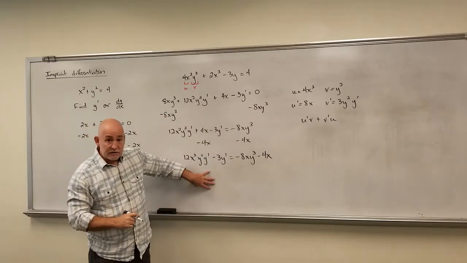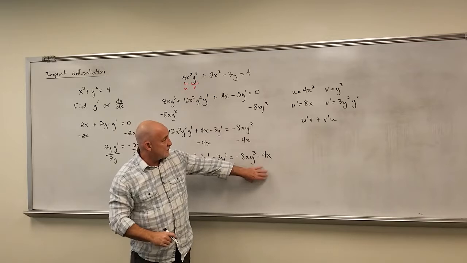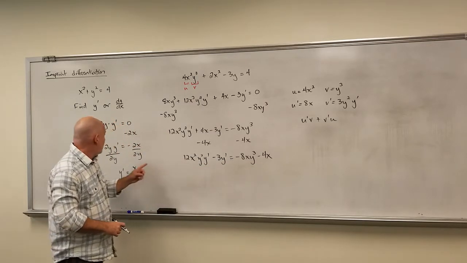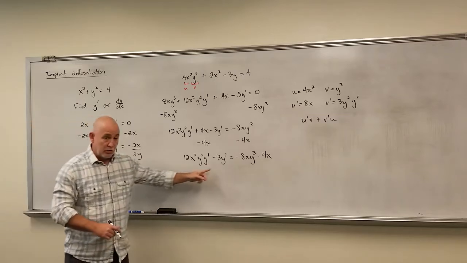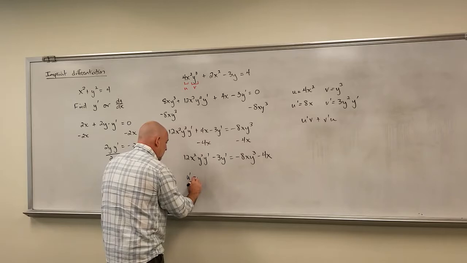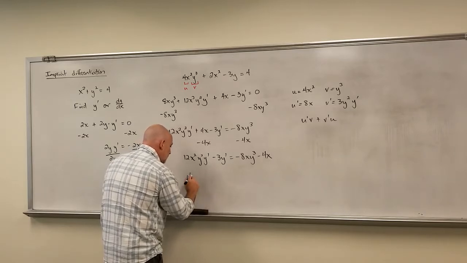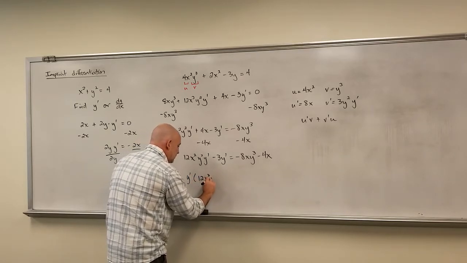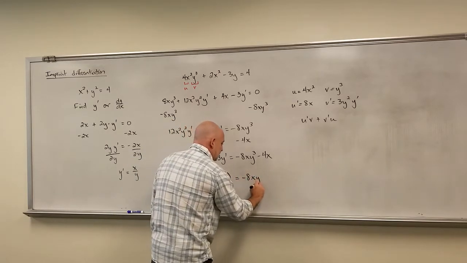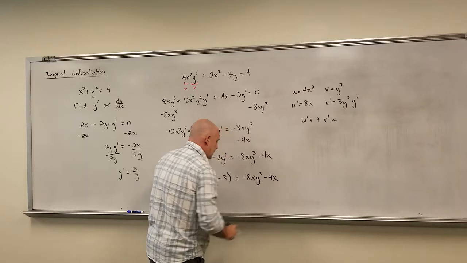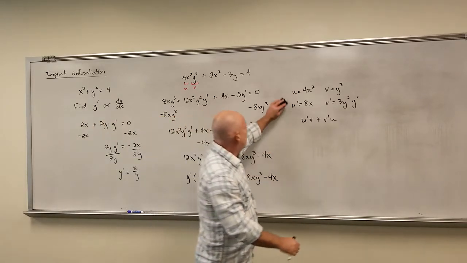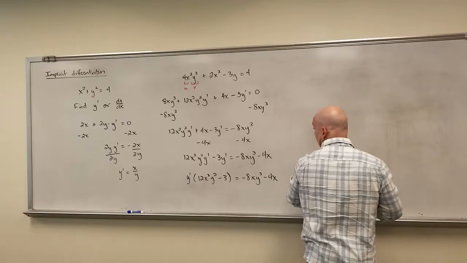Okay, so we got everything that's got a y prime on one side, everything that doesn't have a y prime on the other side. Now, since we have more than one thing that has a y prime, like over here we only had one, but over here we have more than one, you need to factor out the y prime. And we get y prime times (12x squared y squared minus 3) equals negative 8xy cubed minus 4x. So now we can see exactly what's in front of the y prime. Let's get our scratch work out of the way.